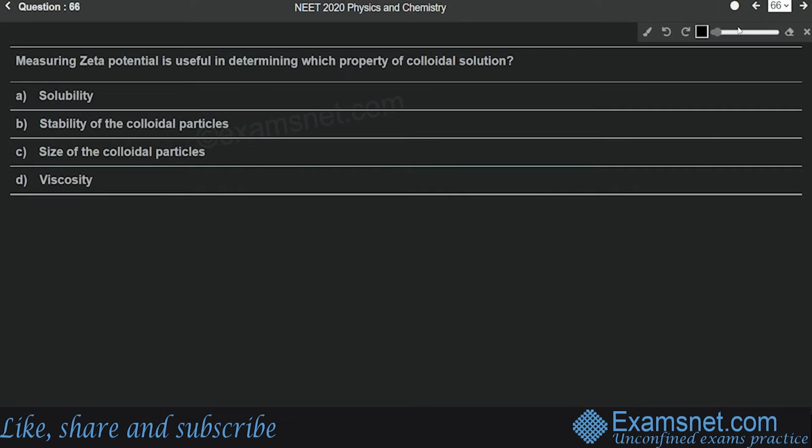Question number 66 is from the chapter Surface Chemistry, and the question is: measuring zeta potential is useful in determining which property of colloidal solution. Options are solubility, stability of the colloidal particles, size of colloidal particles and viscosity. So the correct option will be option B, that is stability of colloidal particles. So let's understand what is zeta potential.